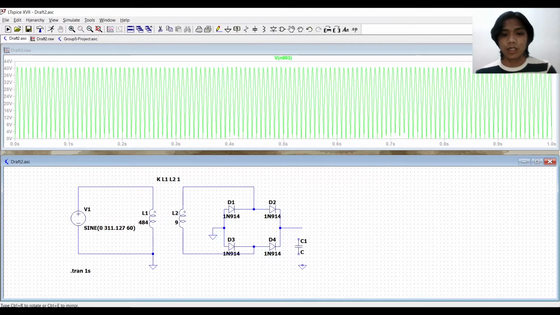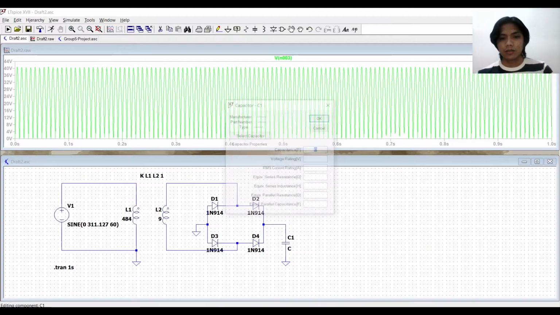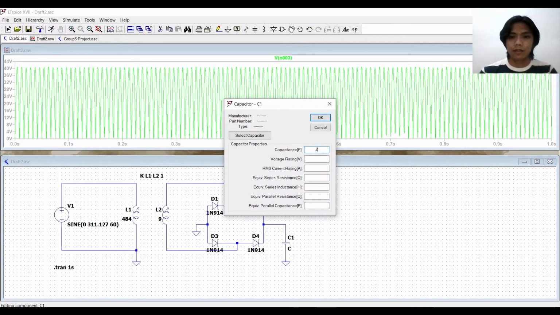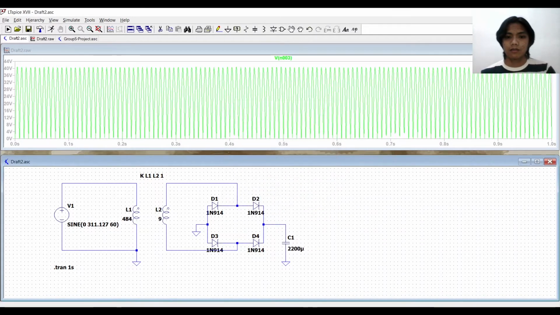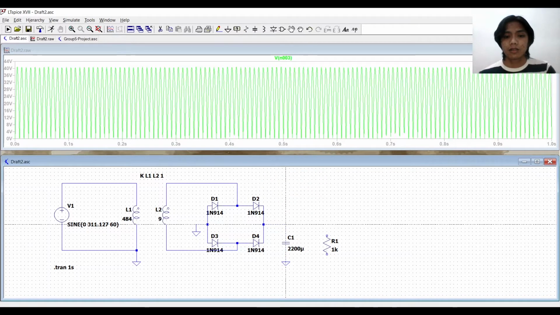So now that I would be building, the next step is the filter capacitor segment in order to further smoothen this already rectified waveform. And so the group has chosen a 2200 microfarad capacitor. By the way, these resistors are just load resistors.